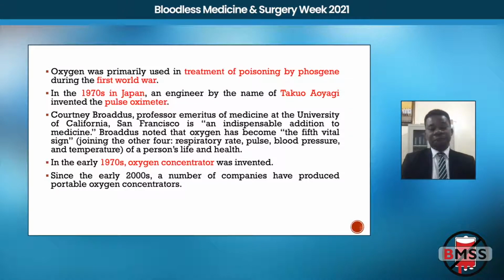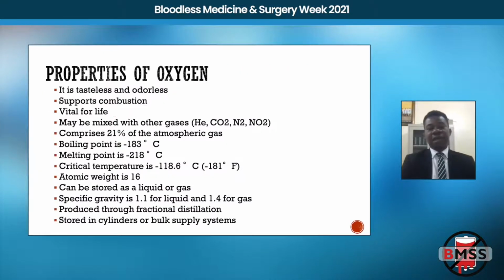Professor Emeritus Brodus, with time, gave a clue that we can include oxygen monitoring as part of the fifth sign in managing any patient in the hospital. In 1970, the oxygen concentrator was invented, and over the years there have been lots of modifications by companies to make it portable for utilization.